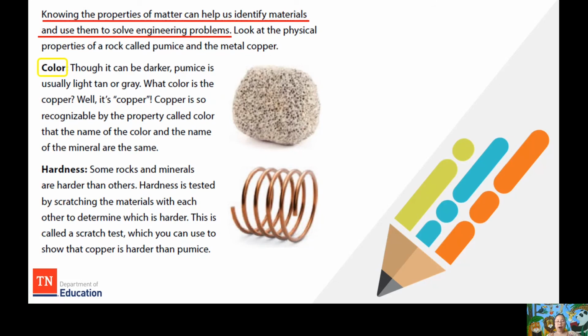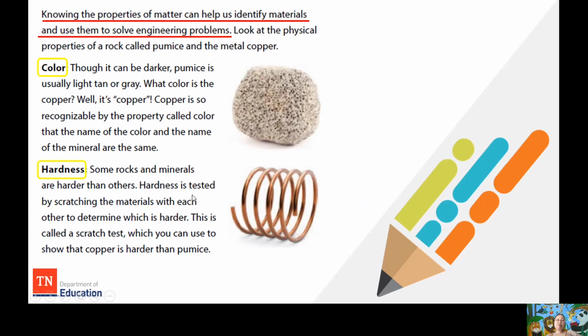Okay, so one property you can look at is color. Though it can be darker, pumice is usually light tan or gray. What color is the copper? Well, it's copper. Copper is so recognizable by the property called color that the name of the color and the name of the mineral are the same.